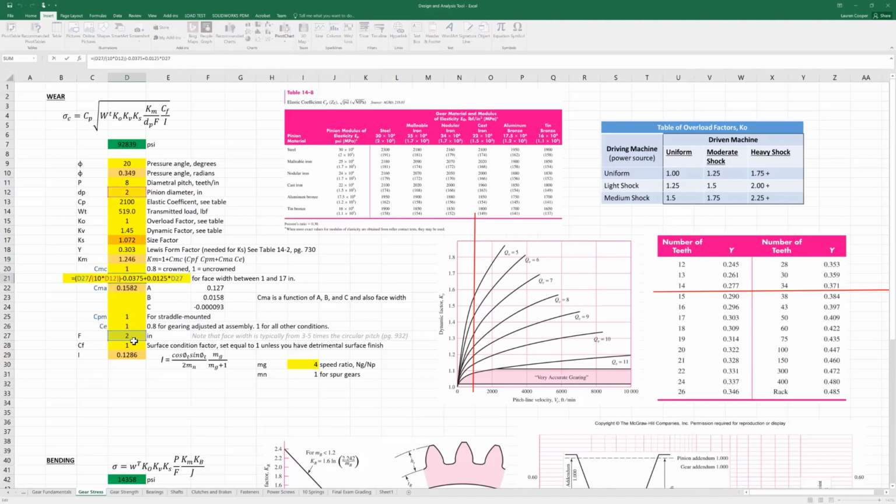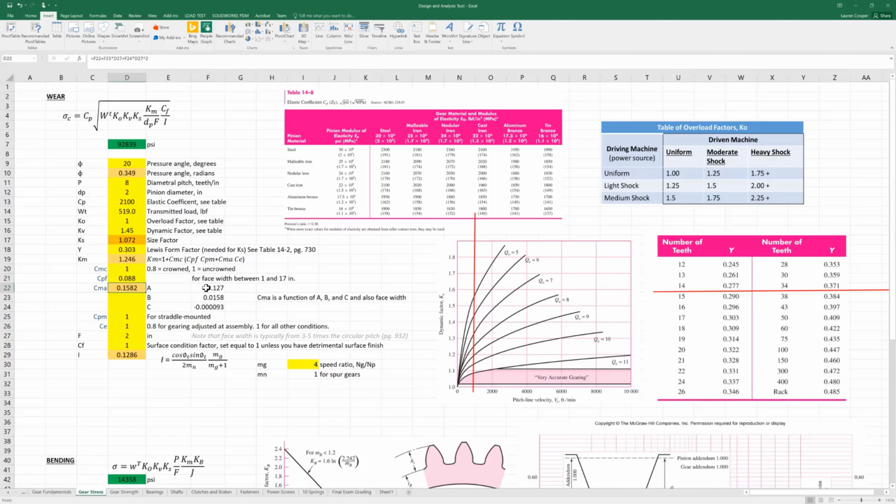CPF, this is a function of face width. Shigley gives 3 different CPF formulas based on the range of the face widths. So your simplification here is that we're going to be looking at gears that have a face width between 1 and 17 inches. The reason being that in most systems that we might see, we're not going to be working with really big gears. So this is a pretty typical range. So you can program your CPF for this face width between 1 and 17 inches. I will not throw a curveball by giving you a smaller or larger face width than this range.